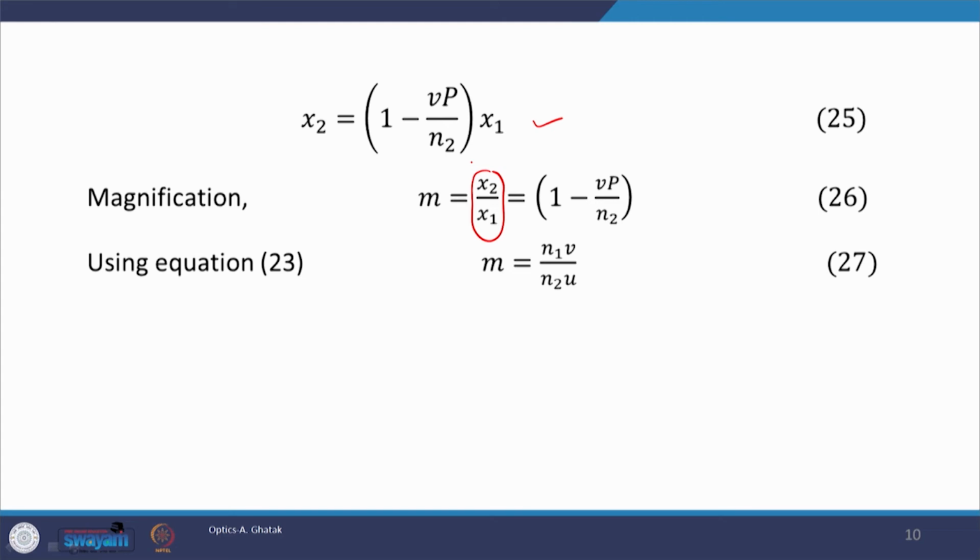Okay, in our earlier classes we defined magnification as the height of the image upon the height of the object, and here what is x2? x2 is the height of the object, x1 is the height of the image, and from equation 25 we can find this ratio, which is equal to 1 minus VP by n2, where P is again the power of the refracting surface. Now using equation 23, we can simplify equation 26.